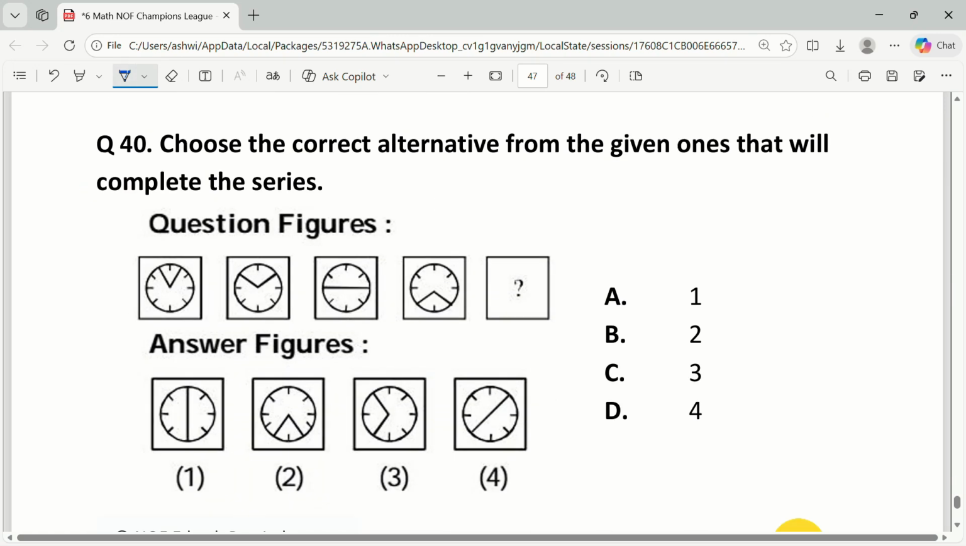Question number 40. Choose the correct alternative from the given ones that will complete the series. In the question figures, we can see that the two hands are moving down 1 point every time. First, they were at top, then they moved to the second one, then to the third one, then to the fourth one. So for the fifth one, they're going to move one more point down. That is figure number 2. That is B.